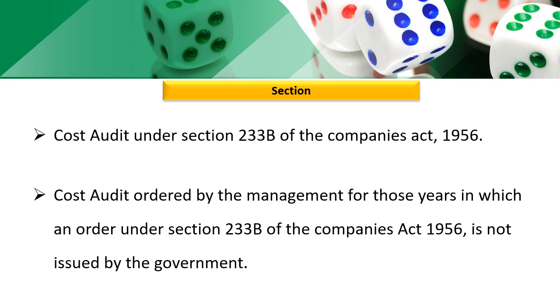So in this way we can say that section 233B is compulsory for the companies to which the government has given the cost audit order, and for other companies, if the management feels so, they can conduct the cost audit.